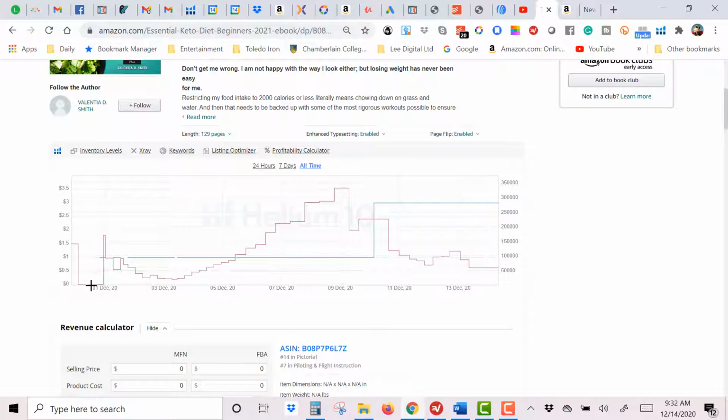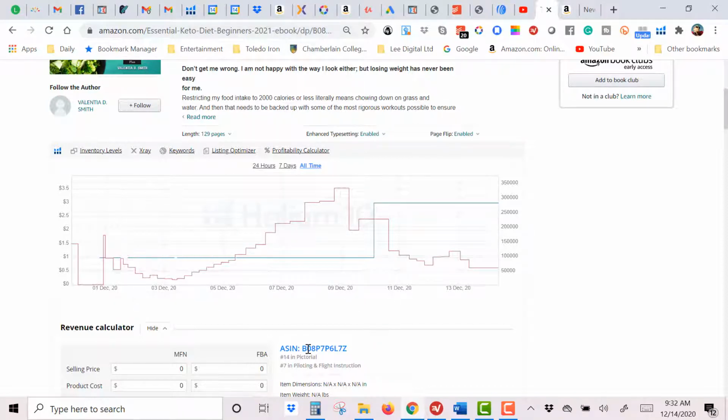It was probably free, and then the price went to 99 cents. That's the blue line. And it stayed at 99 cents up until December 10th, and then it kicked up to $2.99. So he did some type of promotion here.